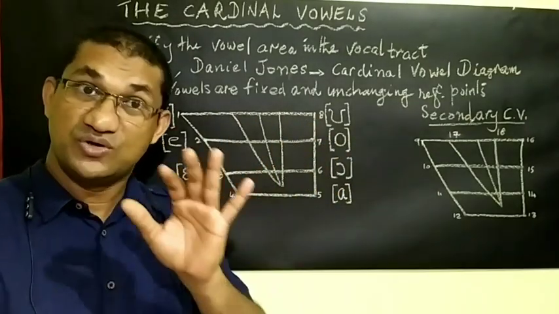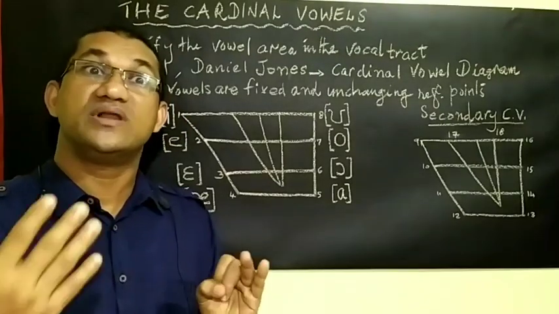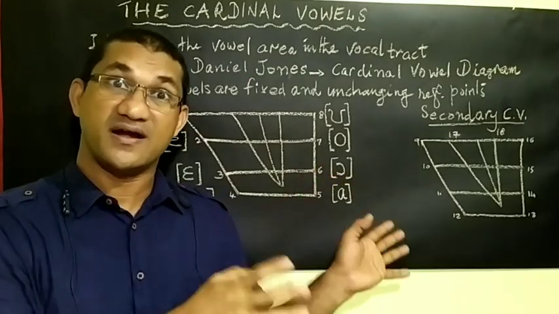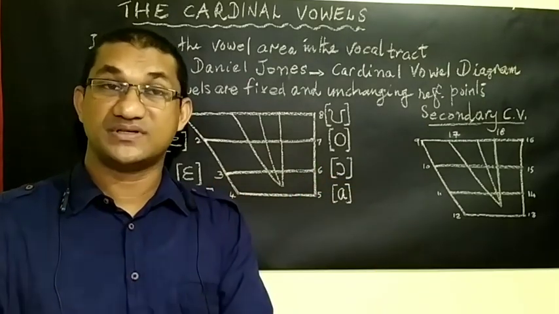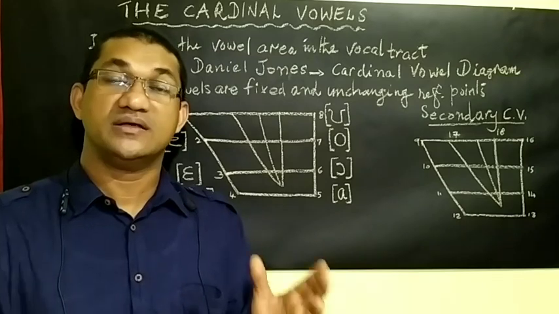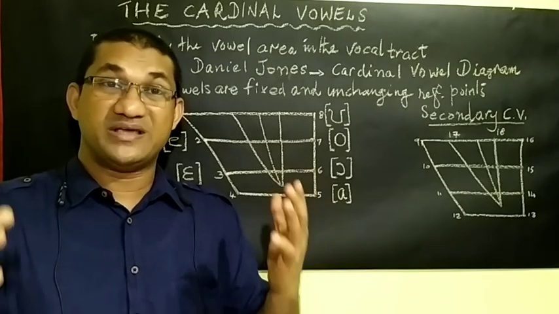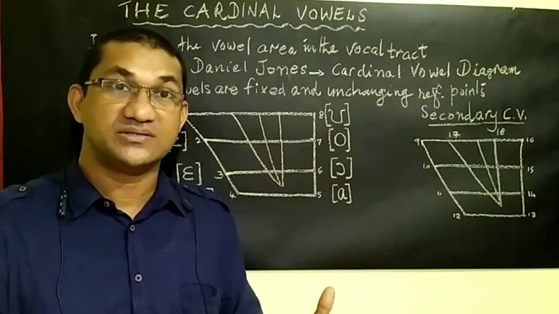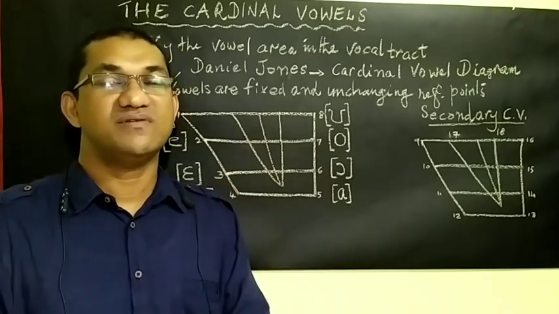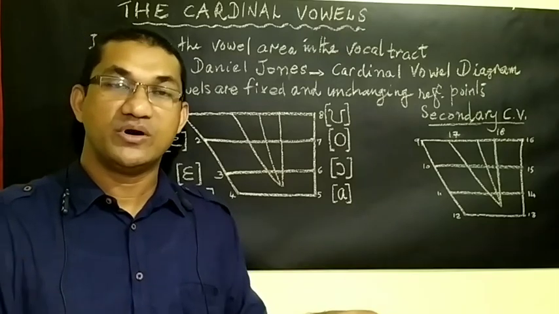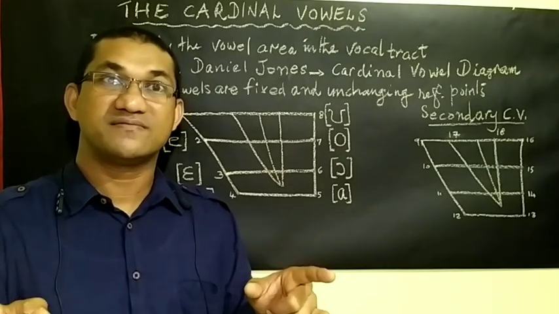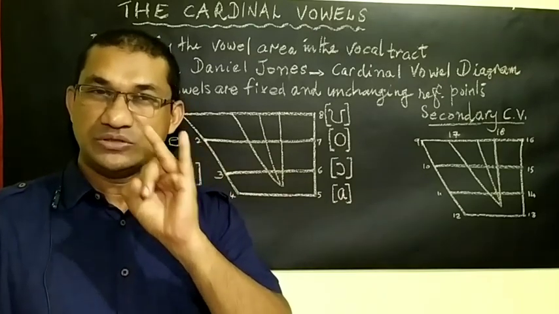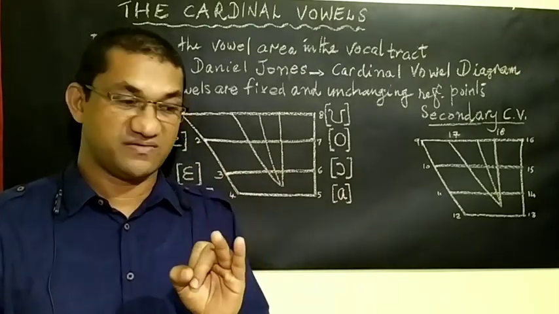So we have 2 factors right now to learn about the cardinal vowels. Vowels produced with the front of the tongue, the back of the tongue, and the center of the tongue. Then, based on the height to which the tongue is lifted, we have open vowels, half open vowels, half closed vowels, and closed vowels. So we have the 2 important factors to define the vowel sounds.